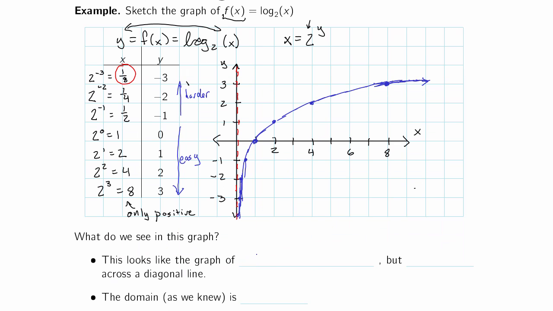It looks like an exponential, except it's flipped across a diagonal line. It's flipped across this line. Think about the way an exponential function looks. It's a lot like that, except it's going upward really fast instead of going to the right really fast and upward slowly. And that's something that we've seen before. We already knew that that was what happens when we graph an inverse, because we're exchanging our x and y coordinates.